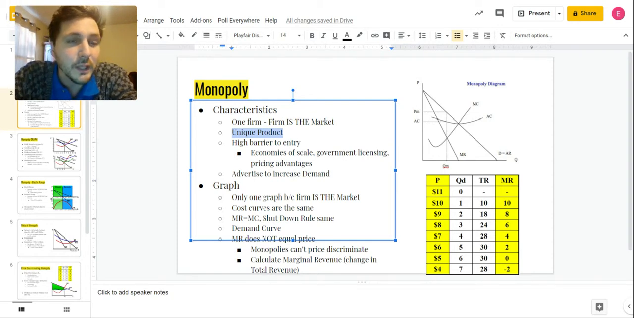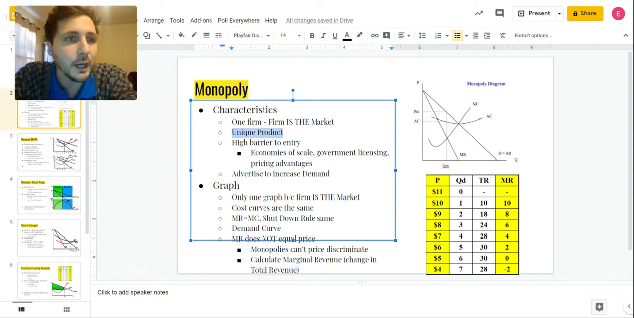Government licensing is another huge barrier to entry that could exist. So, for example, if they have some sort of patent on a technology, there's nothing you can do to compete with them because you can't copy what they're doing. And then pricing advantages, right? When they buy things in bulk, buy millions and millions of gallons of milk, for example, they get a discounted price on that. When you're a small business just starting up, you're unable to get those same benefits. So as a result, really difficult to enter.